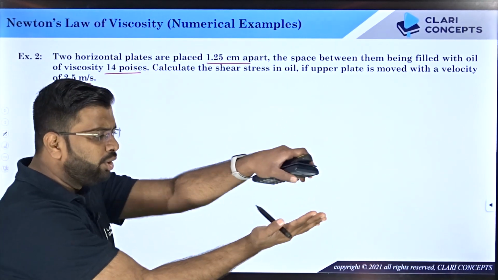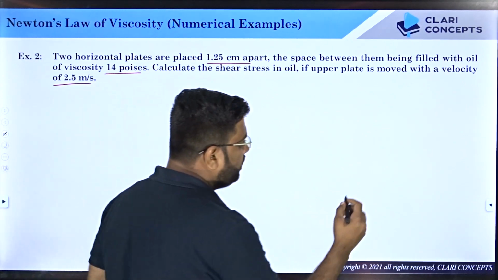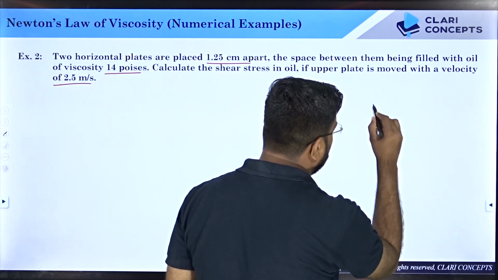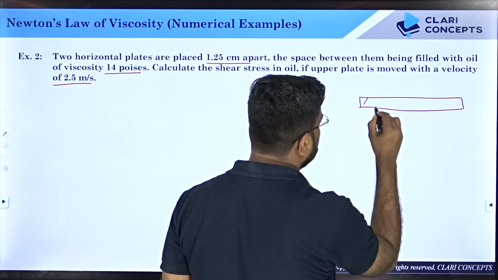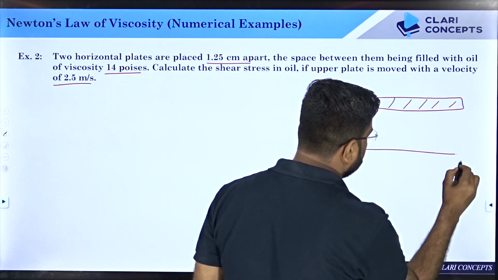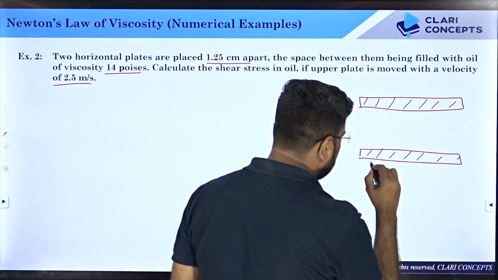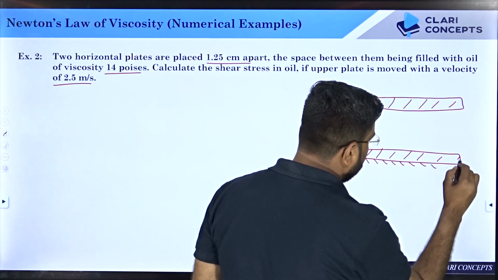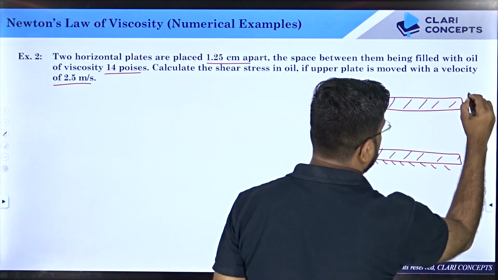Now see, two plates are given to you. The distance between the two plates is 1.25 centimeters. So let us first draw the diagram. I have been given two plates, the upper plate and the lower plate. The lower plate is fixed, so I will just put it fixed. The upper plate moves with a velocity of how much? 2.5 meter per second.